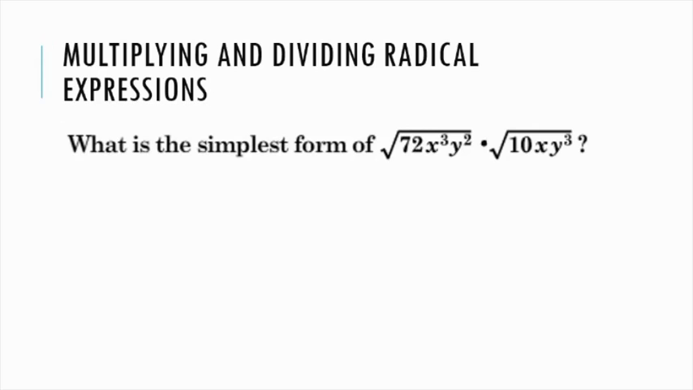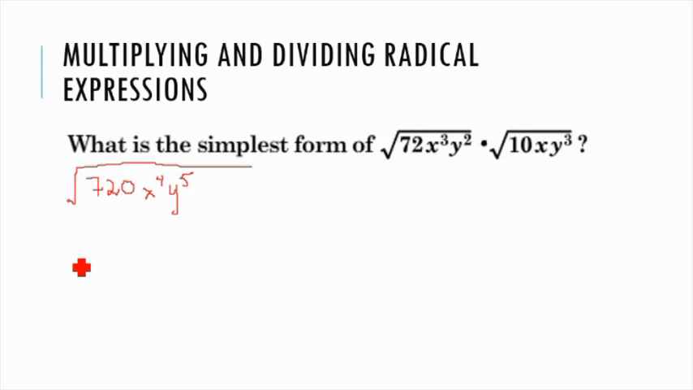So here's an example I might use those properties on when multiplying these two. I'm going to break this down as much as possible. So first I'm going to multiply everything through. So 72 times 10 is 720. So I'm going to have 720 times x cubed times x is x to the 4th. Y cubed times y squared is y to the 5th. Okay, that's what happens when I multiply them through.